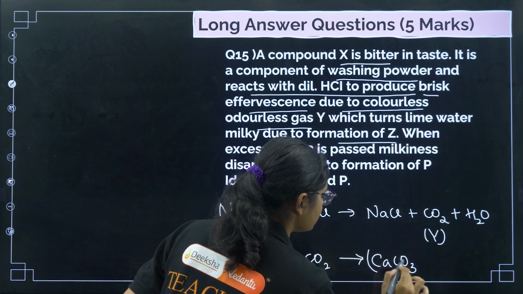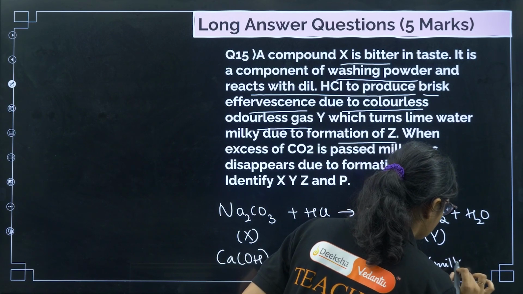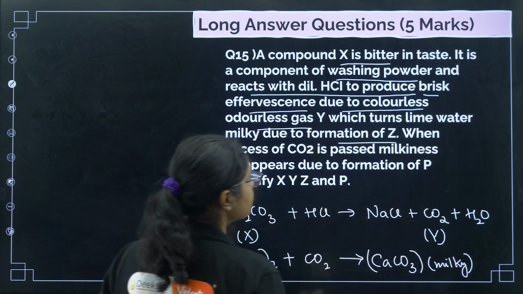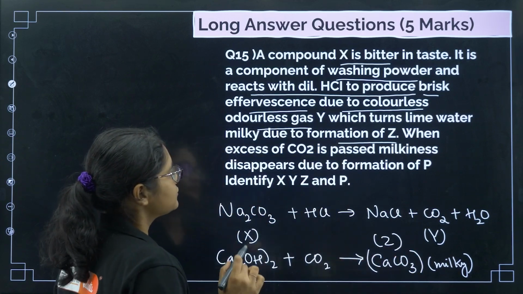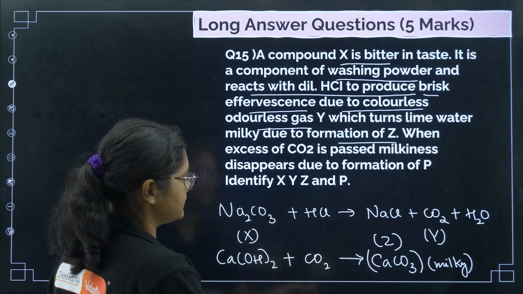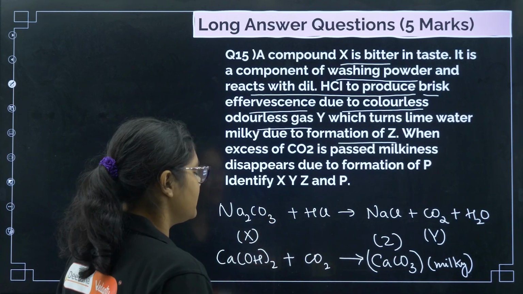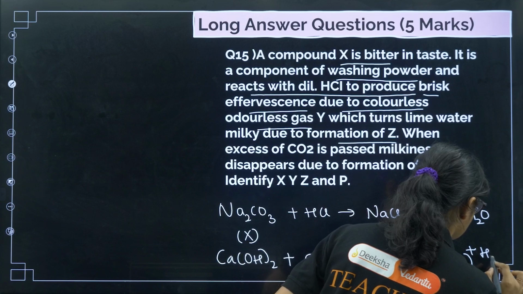Okay, now this is due to calcium carbonate, the lime water turns milky, right? Now, so this is my Z. Now what happens when excess of CO2 is passed, milkiness disappears due to the formation of P. Now when excess of CO2 is passed, so here we will get calcium carbonate plus water.